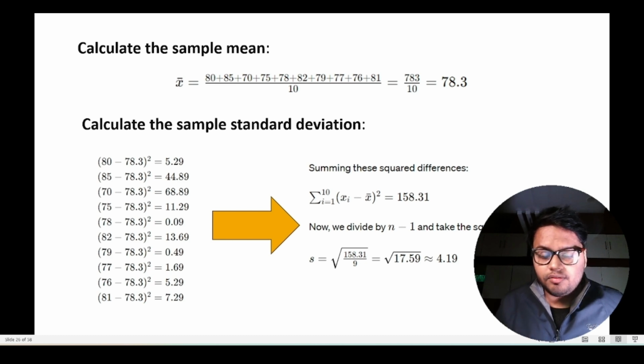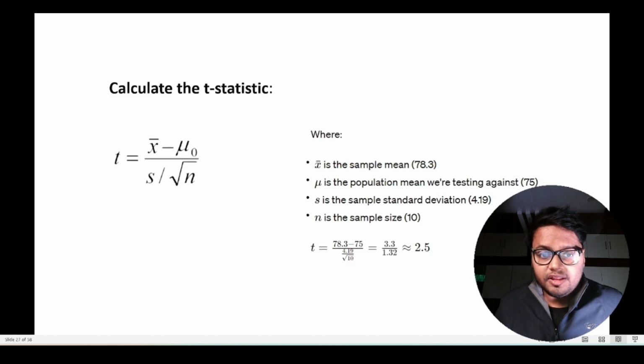Next, we will use all these values and calculate our t statistic. Our sample mean is 78.3. The population mean is already given to us, which is 75. S we have calculated: the standard deviation is 4.19. N is the sample size, which is 10. So our calculated t value will be 2.5. This is our fourth step.